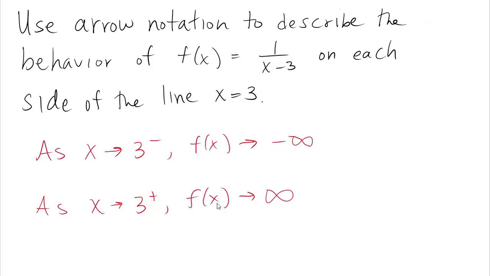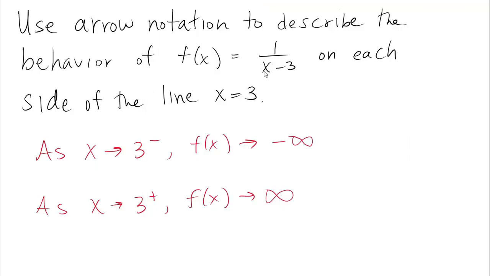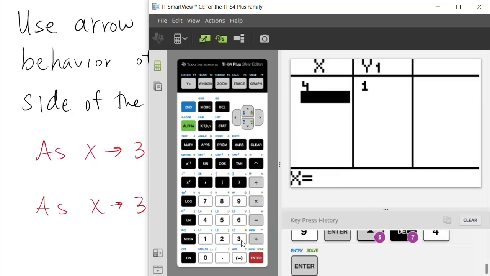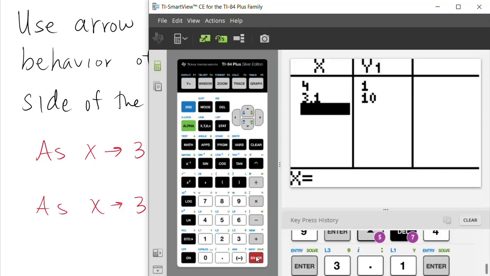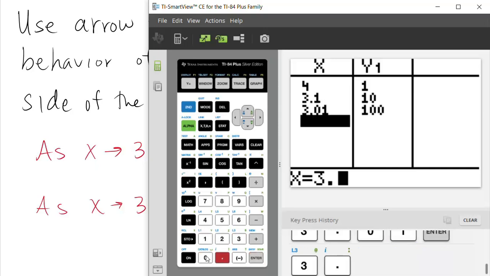We said as x approaches 3 from the right, the outputs approach infinity. Let's investigate that as well. Let me start with a number bigger than 3. Let's start with 4. We don't need a calculator for 4. That's 1 over 4 minus 3. That's 1 over 1, which is 1. Nice. Now we'll get closer and closer to 3 on the right side. So we'll start with 3.1. And then 3.01. And then 3.001.